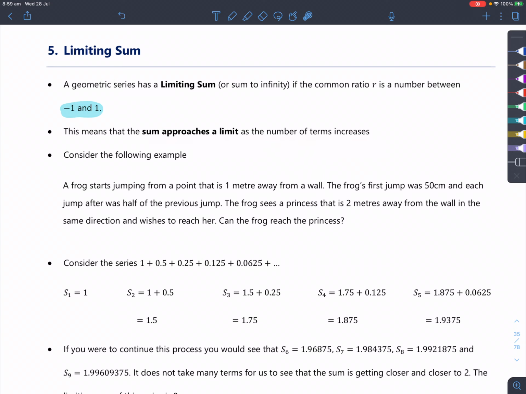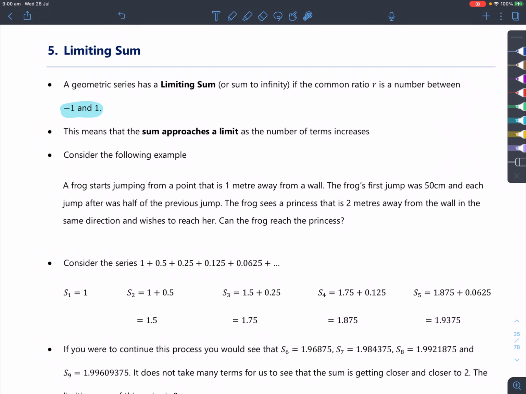So let's consider the following example. A frog starts jumping from a point that is 1 meter away from the wall. The frog's first jump was 50 centimeters, and each jump after that was half of the previous jump. The frog sees a princess that is 2 meters away from the wall in the same direction and wishes to reach her. Can the frog reach the princess?